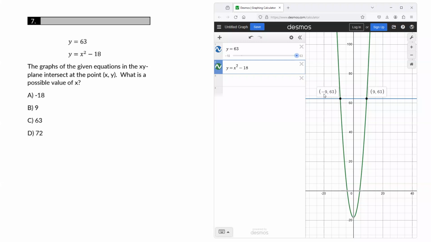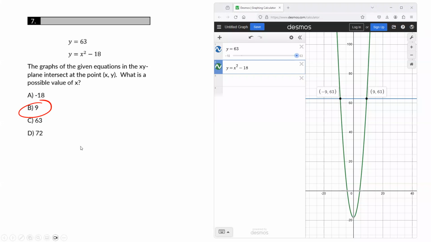So if I see the number -9, that's the correct answer. And if I see the number +9, that's the correct answer. They specifically said x, so I'm not looking at the y values. And either one of those, 9 or -9, could be correct. The one that they chose to give me here is +9, so that's the one I'm going to go with.